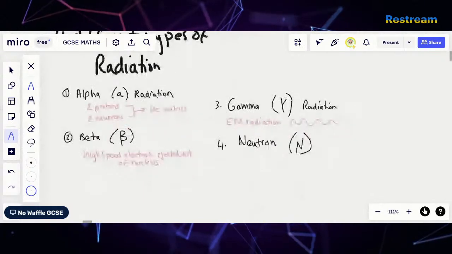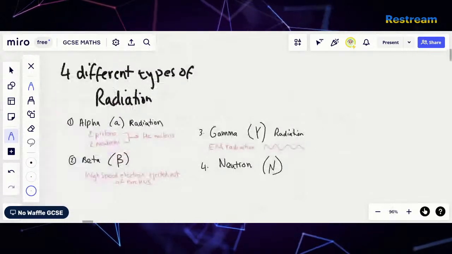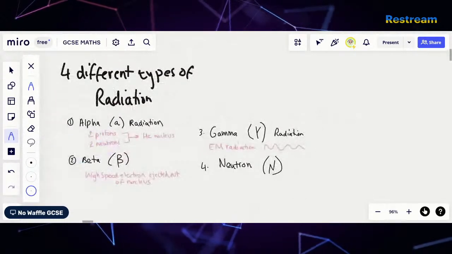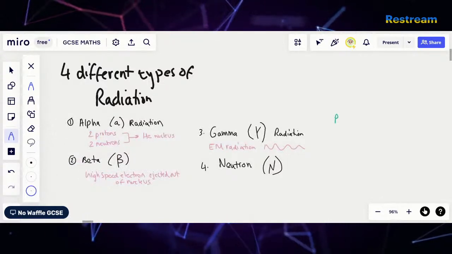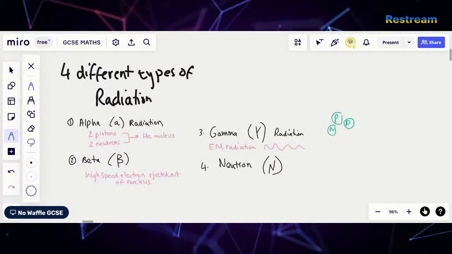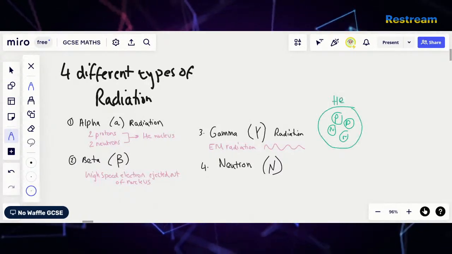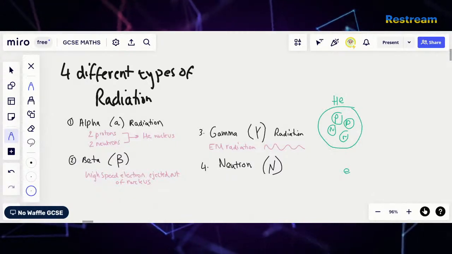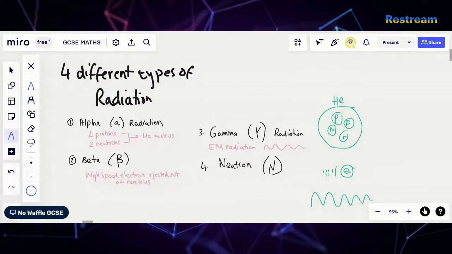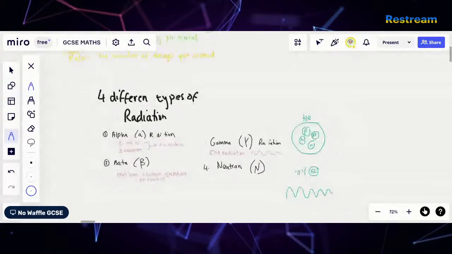So if we were to draw out each of them, I would describe alpha as something with 2 protons and 2 neutrons, like this, and just say helium. Beta is an electron that's very fast. Gamma is a wave, and neutron you don't really need to know about. So they're the 4 different types of radiation.